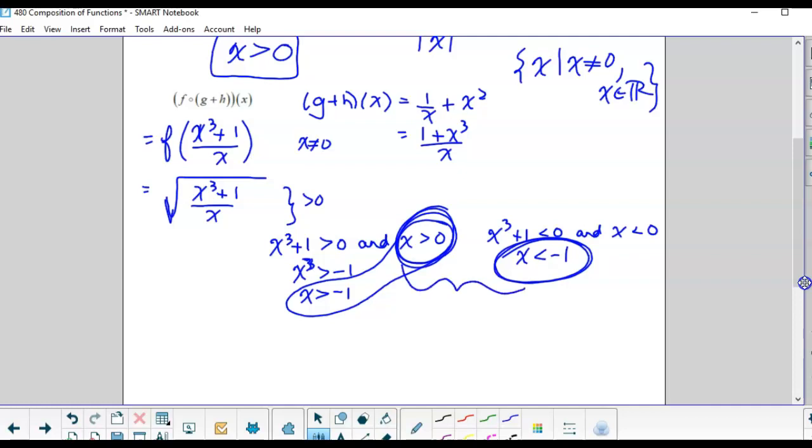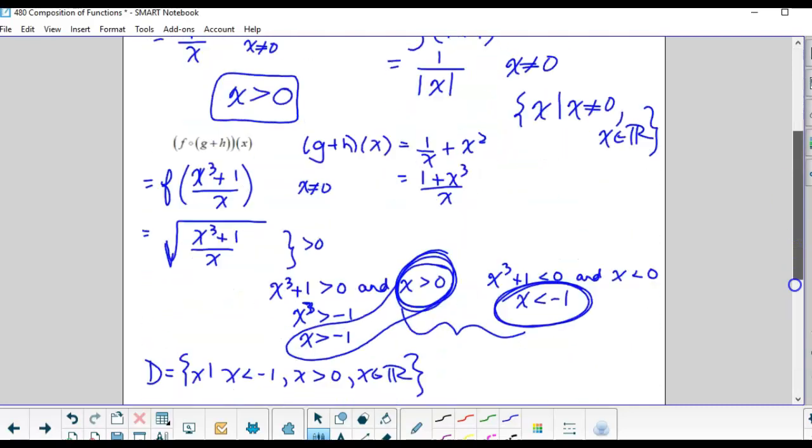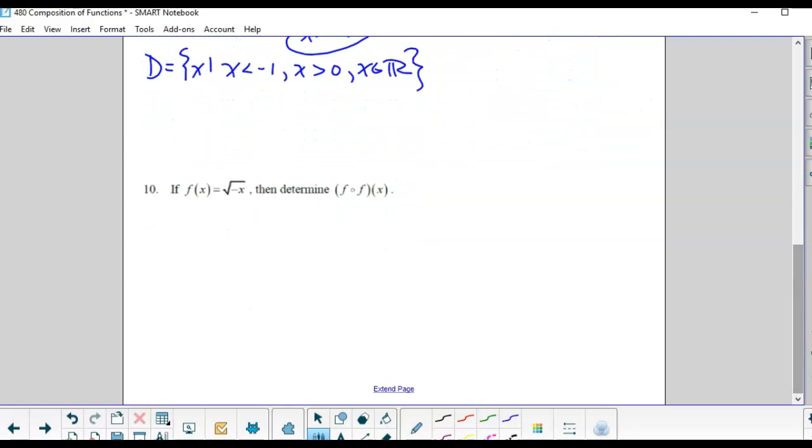Where does that overlap with x can't be 0, which is basically everything except 0, is this. So the domain overall is x greater than 0, x less than negative, well, maybe I'll put order. Okay. Oh, there it is. Okay, so then determine f of x.